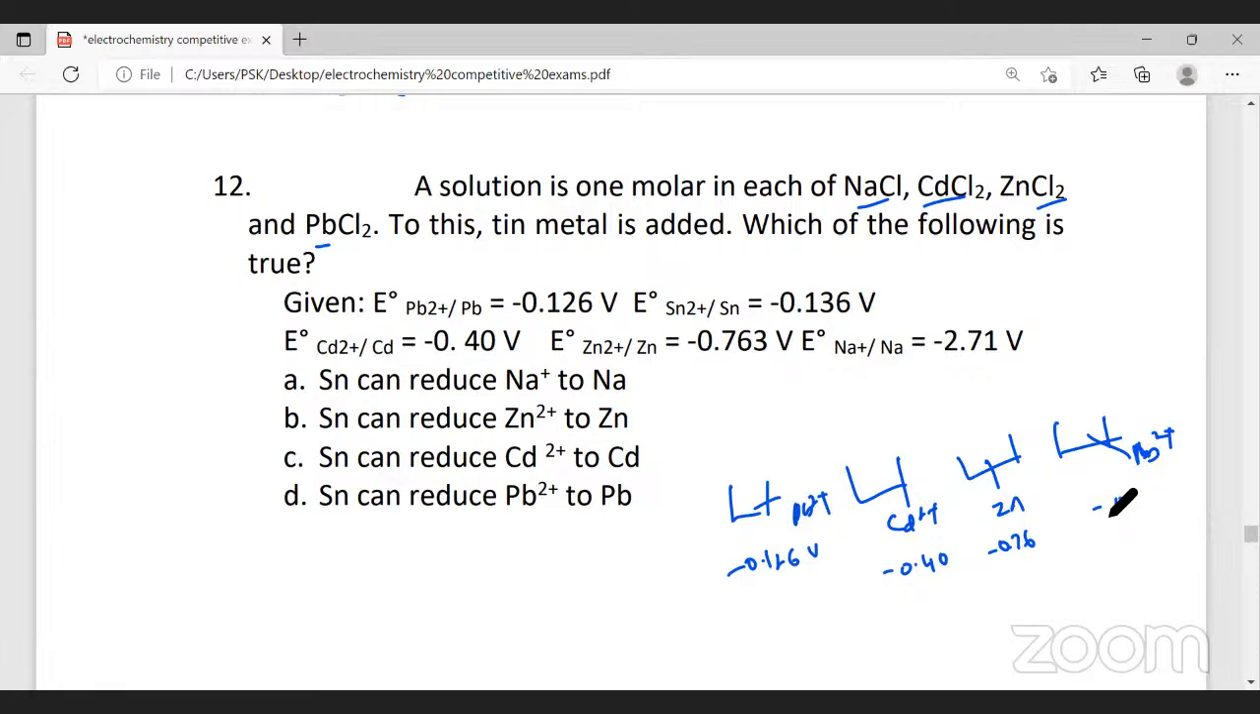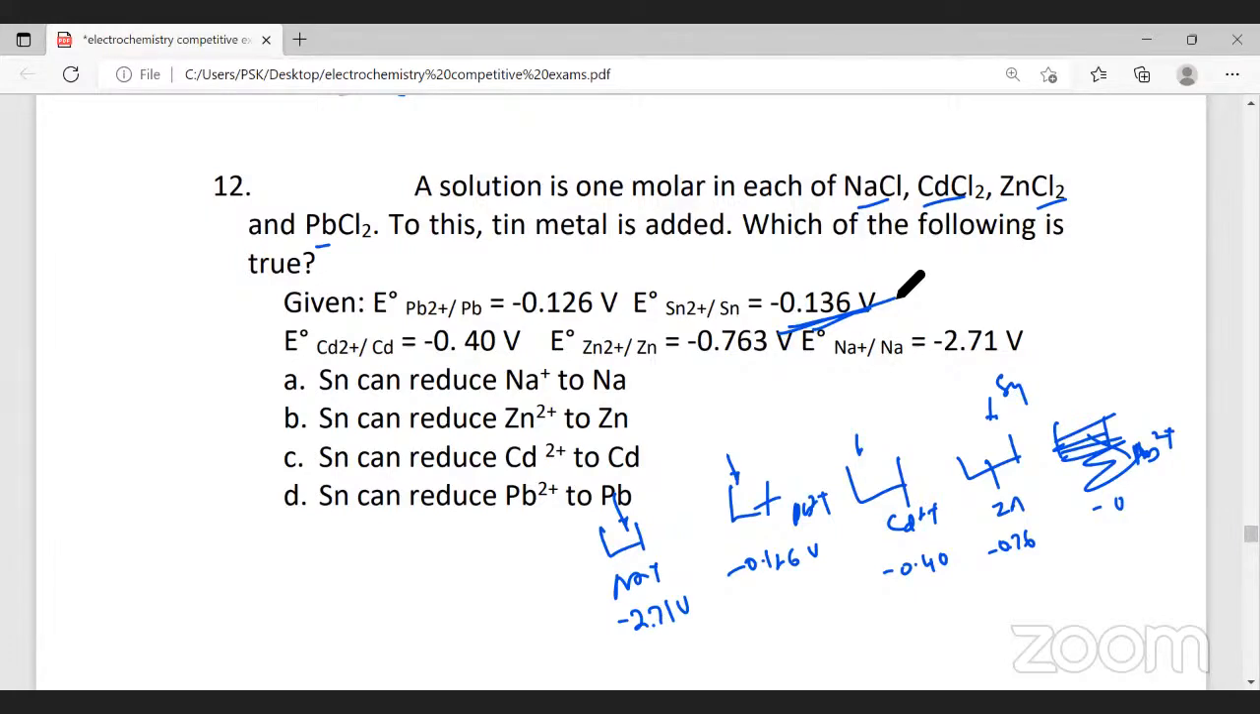Sodium, we will take. So here it should be sodium first. They've given you sodium ion. What's the potential for sodium ion? Minus 2.71 volt. In all these, what has been added? Tin is being added. So the electrode potential of tin, you can see it is minus 1.36. Now they're asking which of the following is possible.